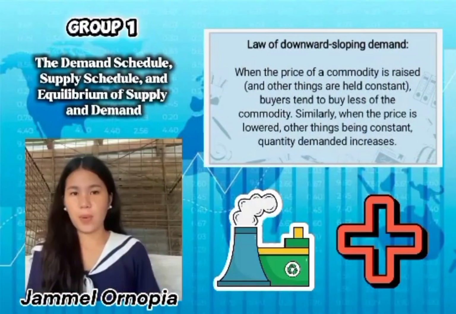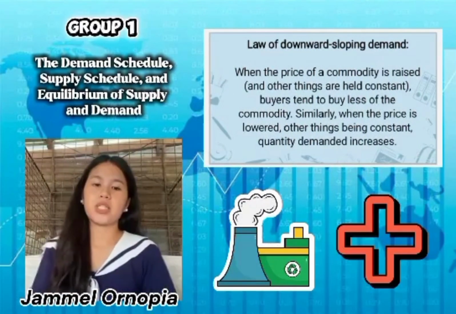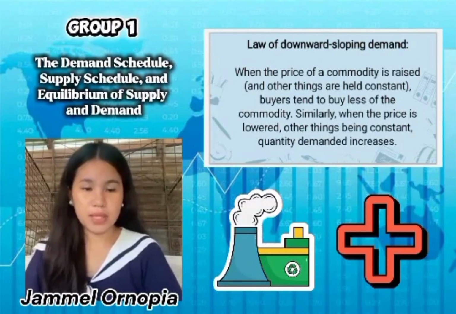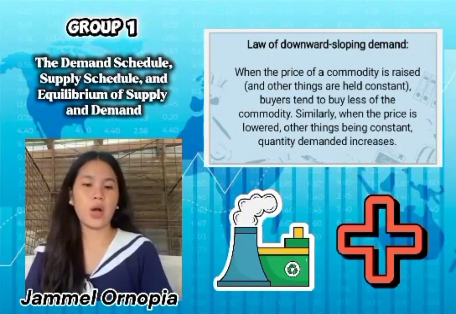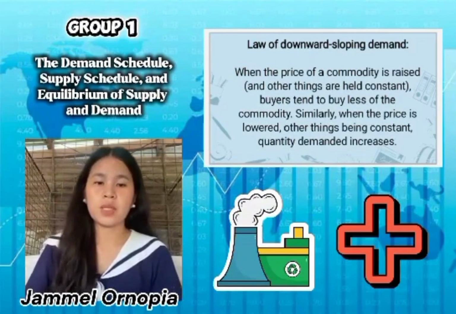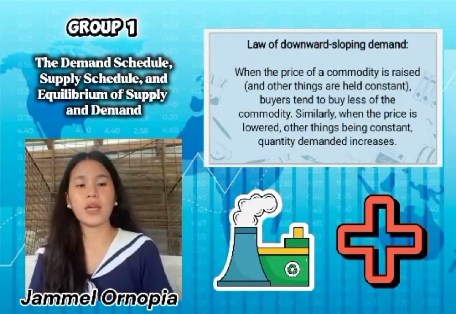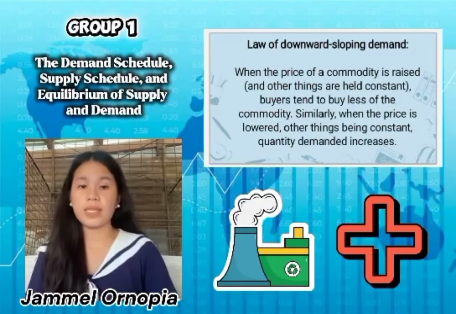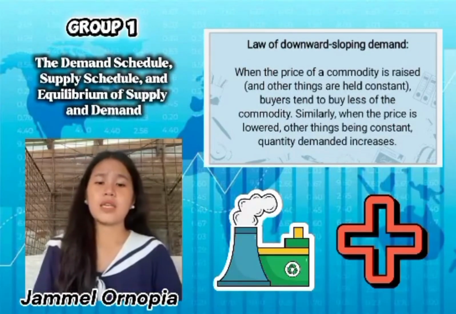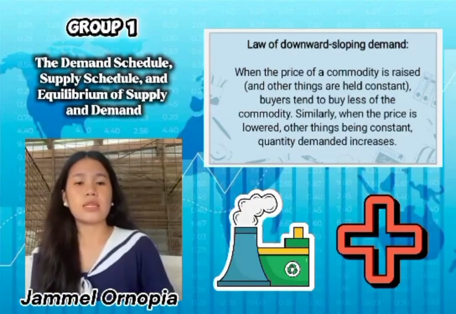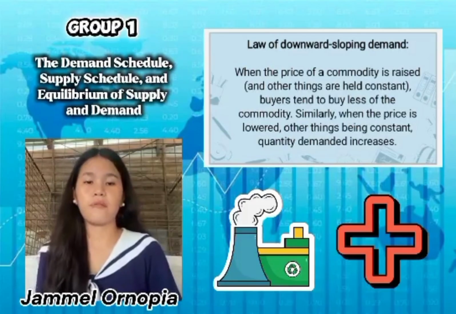So, why is it common sense? Because it matches how people normally behave. If something becomes expensive, you tend to buy less of it or look for cheaper alternatives. And if something becomes cheaper, you tend to buy more because it's more affordable.